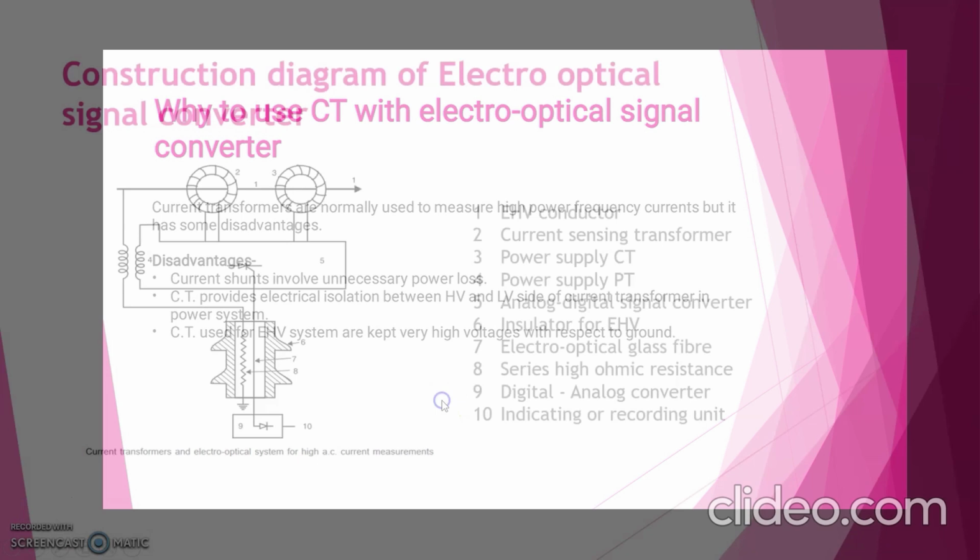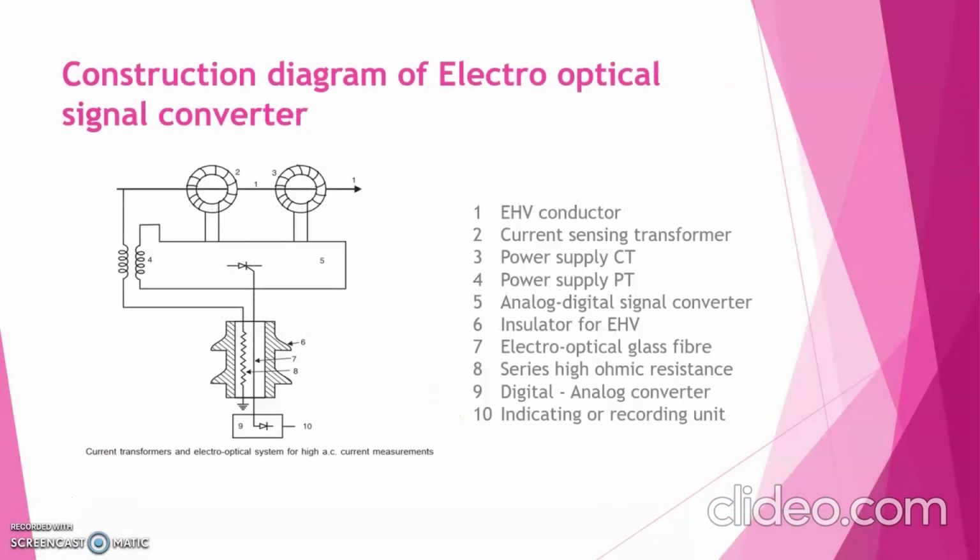Hello everyone, I am Aniket from BE Electrical. Today I will be explaining the construction and working of the electro-optical signal converter. A current transformer with electro-optical signal converter for an EHV system consists of a current sensing transformer, power supply current transformer, potential transformer, analog to digital signal converter, electro-optical glass fiber and digital to analog converter.